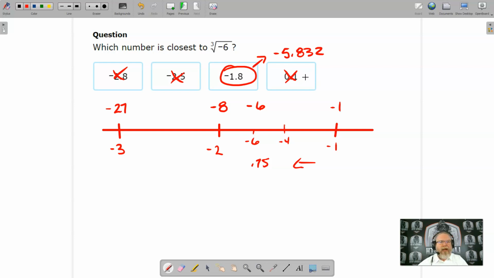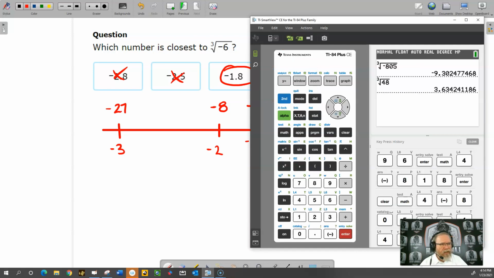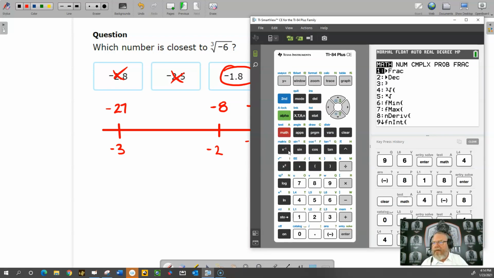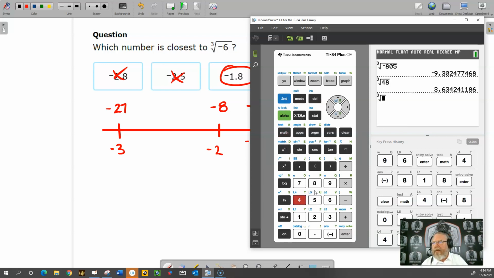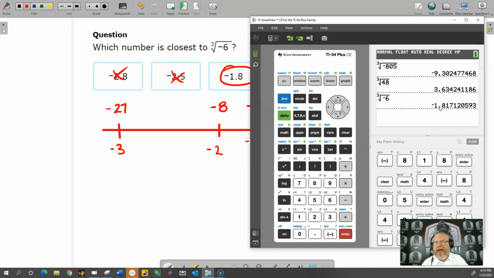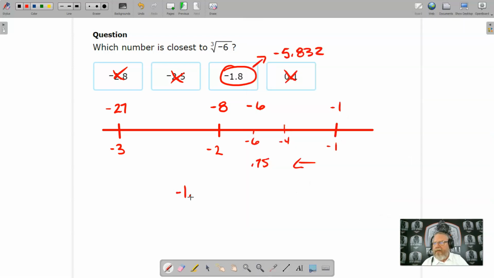Or we could use the graphing calculator that will indeed do cubed roots for us. Let's try that out. So math menu, number 4, and we're going to put in negative 6. Hit enter, and it's going to produce a negative 1.8. We'll round that to negative 1.82. Which one of the answers is close to negative 1.82? Well, negative 1.8.